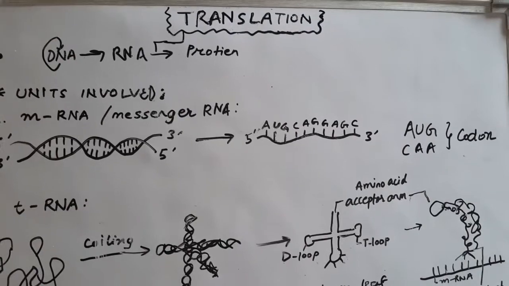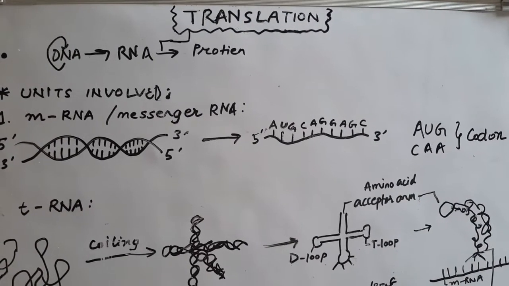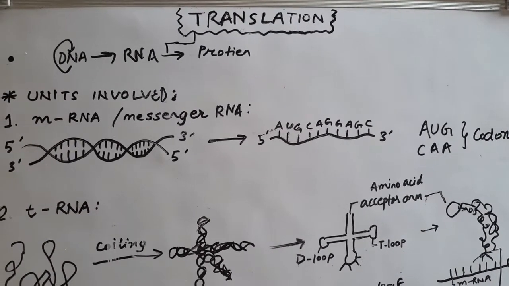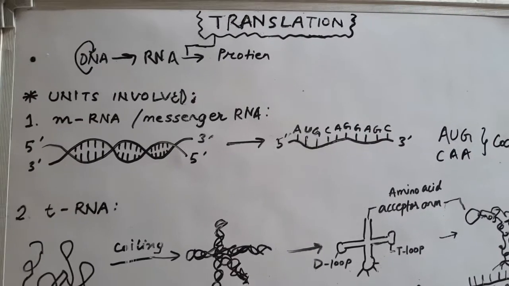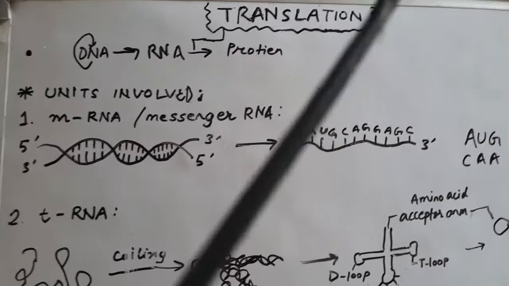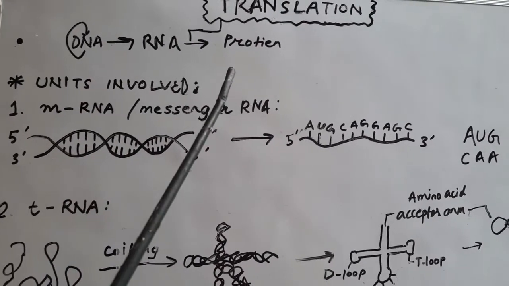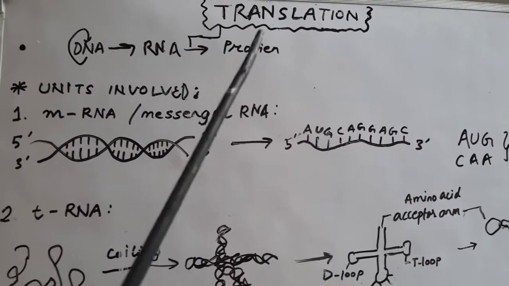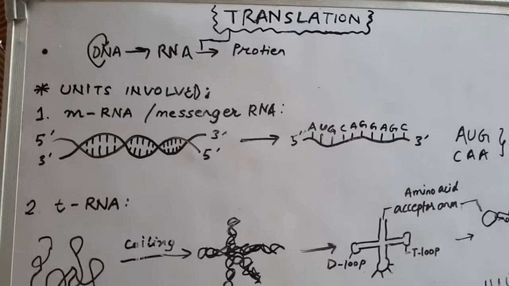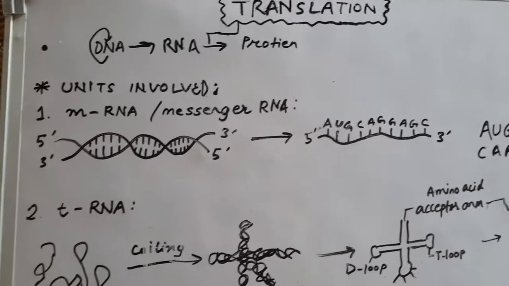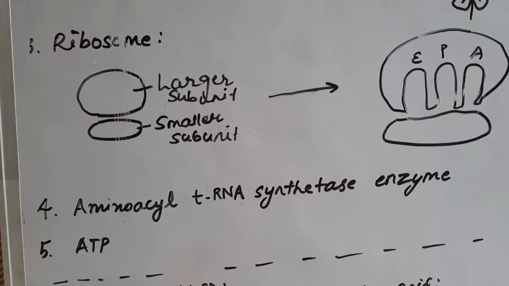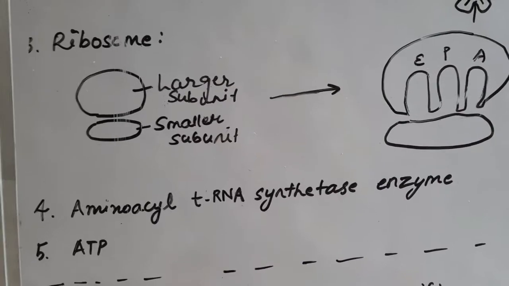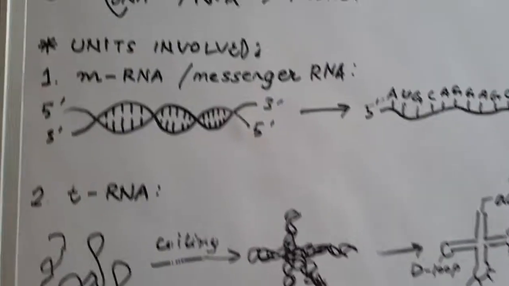Today's topic is translation. As we have already done transcription in the previous lecture, today we are going to deal with translation. So what is translation? According to the central dogma, the process of conversion of RNA into protein is known as translation. There are various units involved in this process, for example, mRNA, tRNA, ribosomes, amino acid, tRNA synthetase enzyme, as well as ATP. We will study all these units one by one.